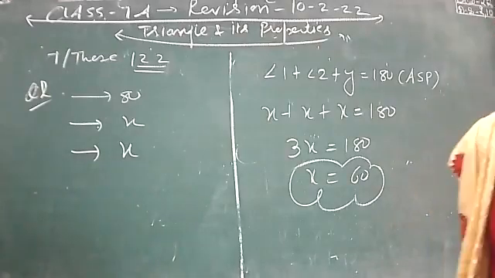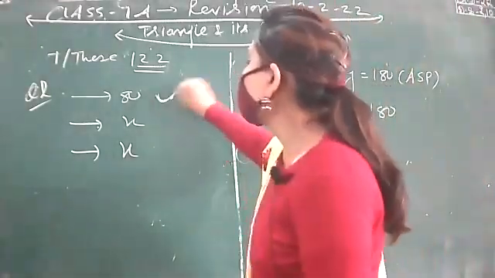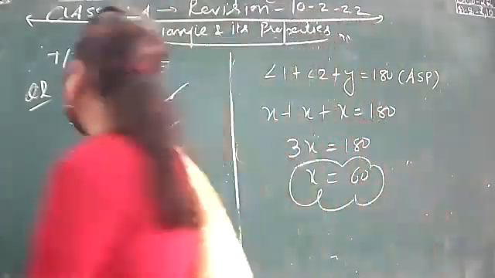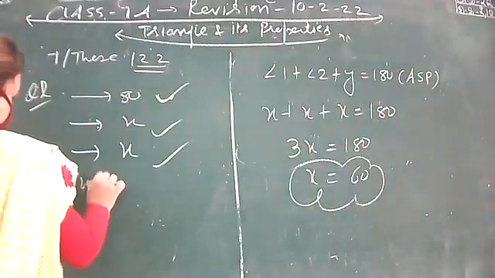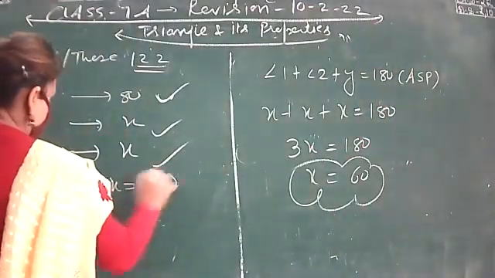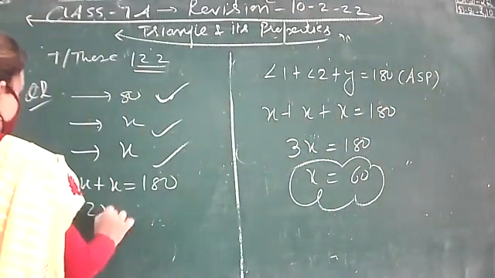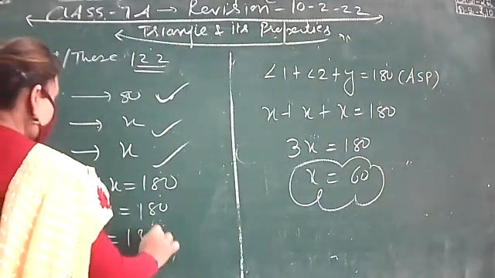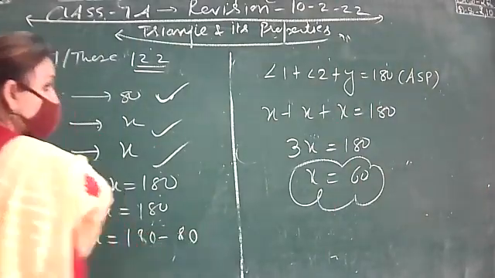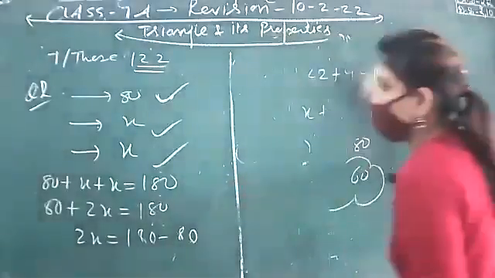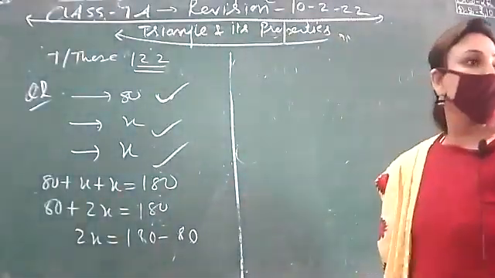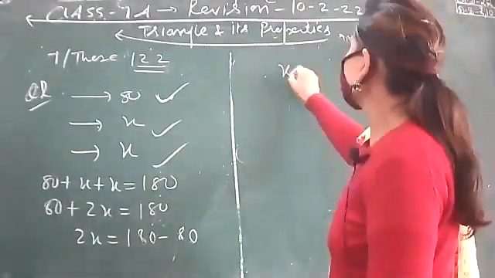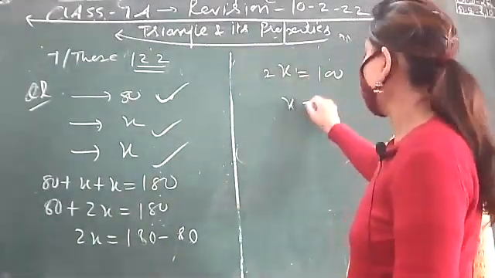Now, these three angles you are having, and now you can apply angle sum property to these three. That is, their sum is 180. X plus x is 2x. 2x is equal to 180 minus 80. So 2x is 100, x is 50.